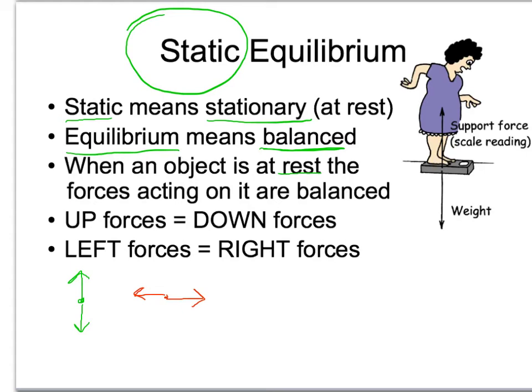And if we take a look over here at the picture of the lady standing on the scale, she has a weight, Fg, and counteracting that weight is the force from the scale, the support force, which we've called the normal force, Fn. And those two forces balance. They're equal in magnitude and opposite in direction, so they add to 0.